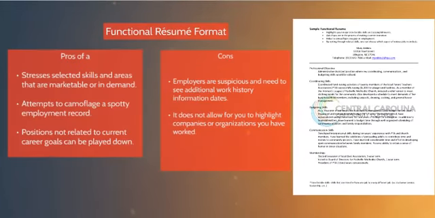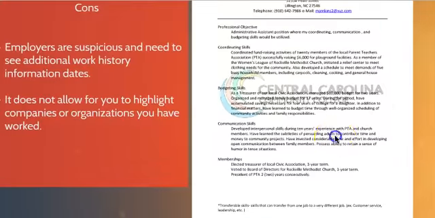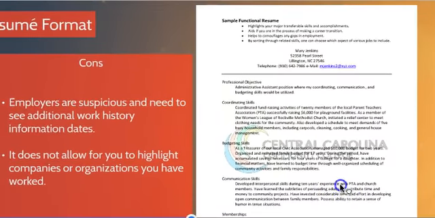Functional resume format. Pros of this resume is that it stresses selected skills and areas that are marketable or in demand. It attempts to camouflage a spotty employment record. Positions not related to the current career goals can be played down. The cons are employers are suspicious and need to see additional work history, information, and dates. It does not allow for you to highlight companies or organizations you have worked. Here's an example of that. Functional resume.